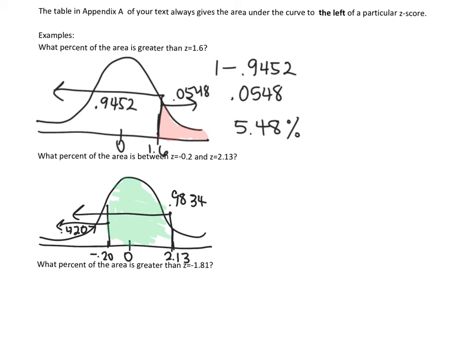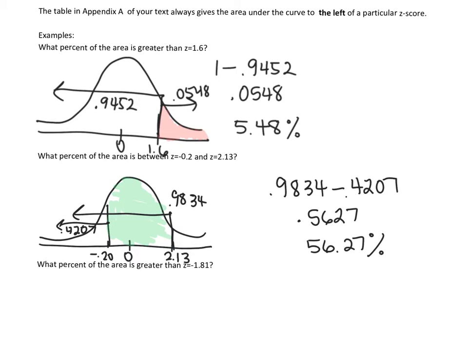So if we want the area between the 2, we subtract. So we do 0.9834 minus 0.4207, and that's going to give us the area between, which is 0.5627, which is 56.27%.